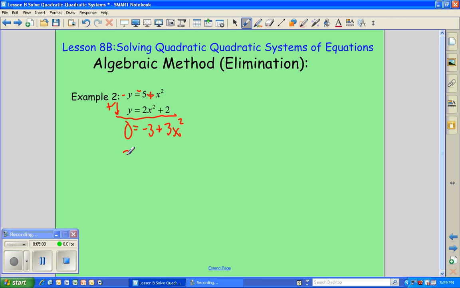So this is a quadratic equation. I'm actually going to use the square root method on this one. Added the 3 over, getting the squared term by itself.